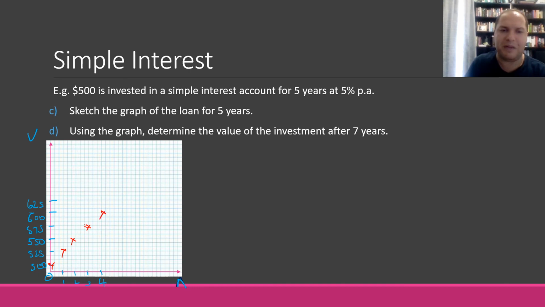There's our graph, and if we want to, we can then draw ourselves a line, which we'll do for this next part. We're going to use the graph to determine the value of the investment after 7 years. So we've got to go up to 5, then 6, then 7. It'll be somewhere up here. What we can do is just use a line to go through these points, obviously in a way that's much neater than what I've done. And when you've done it neatly and you read off the graph, you'll get an answer of $675. And that's how we can calculate simple interest.